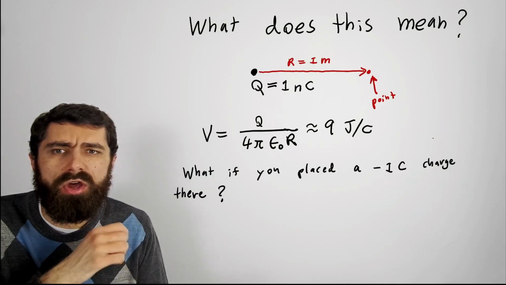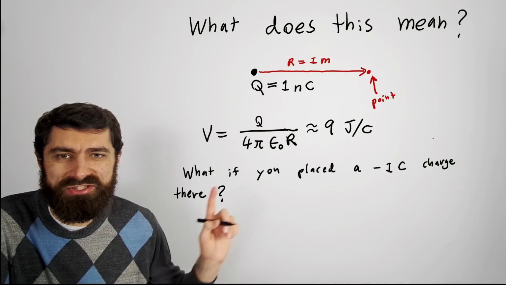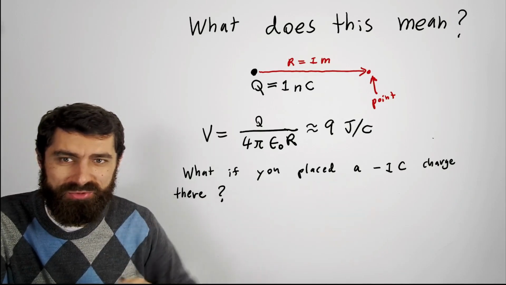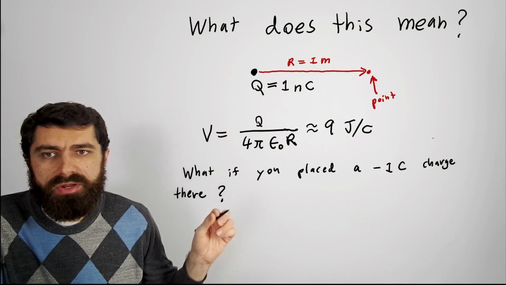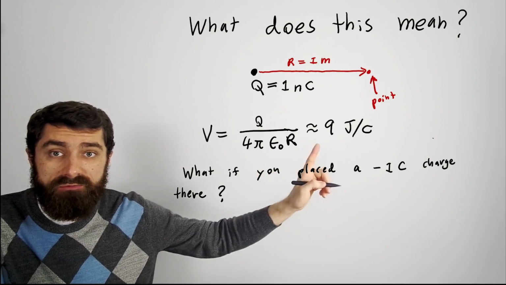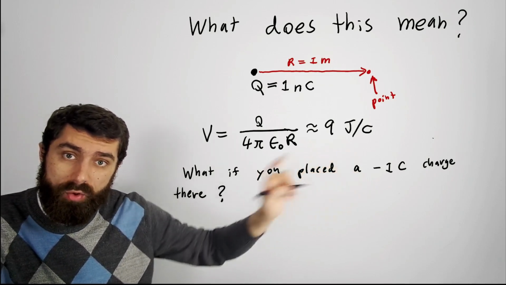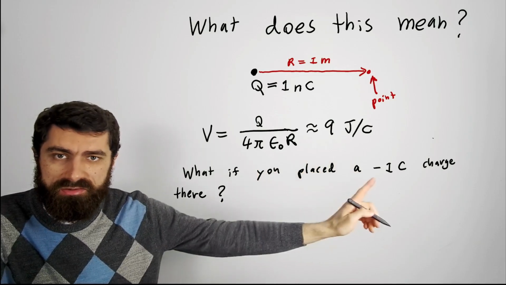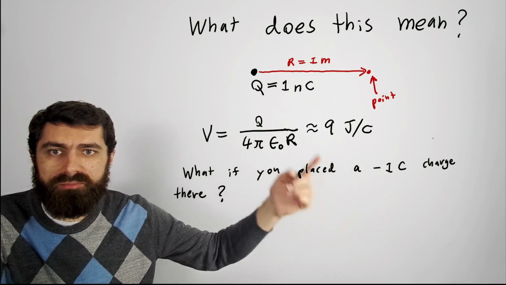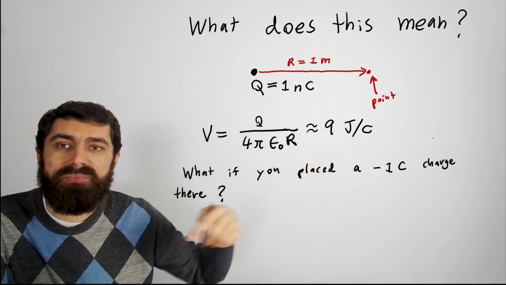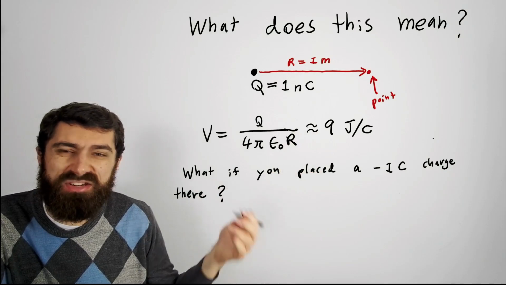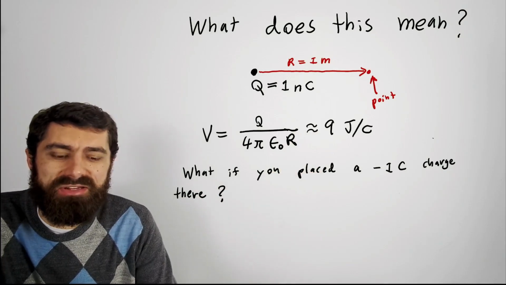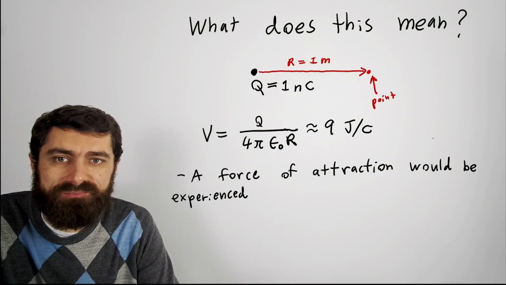Now I want to talk about what would happen if you placed a -1 Coulomb charge there. If it's a -1 Coulomb charge, and you know you have 9 joules per Coulomb at that point, you would multiply the amount of charge, which is -1 Coulomb, times 9 joules per Coulomb, and that gives you a potential energy of -9 joules. So let's think about what that means.